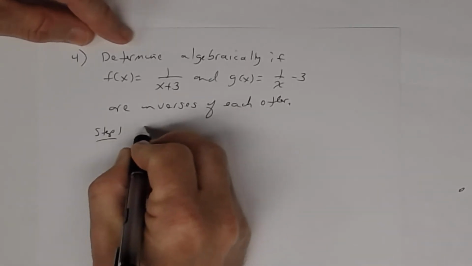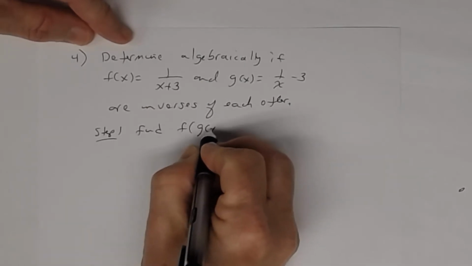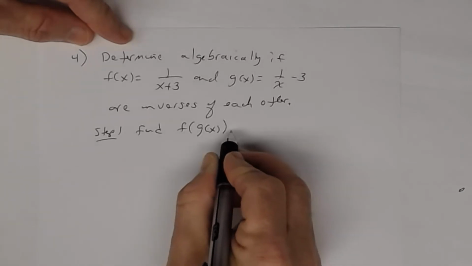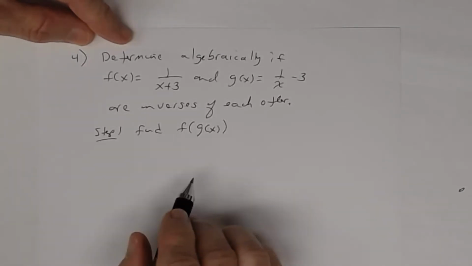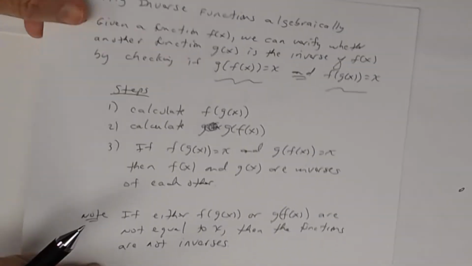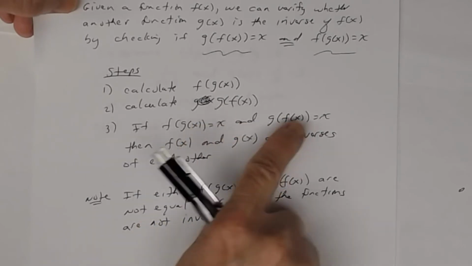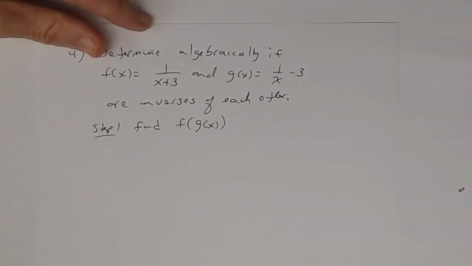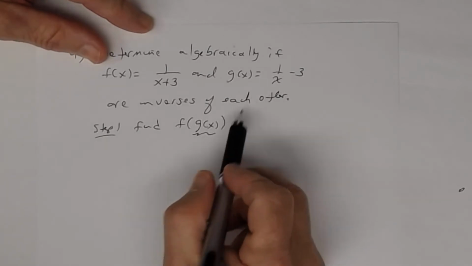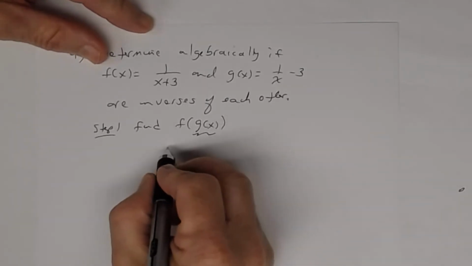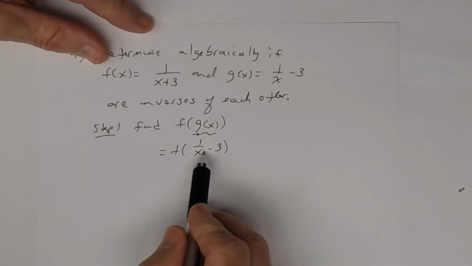So step 1, you have to find if f of g of x will equal x. You want to see if that's going to equal x. So let's find f of g of x. Remember, you have to check to make sure that this is equal to x and this is equal to x. In place of g of x, which is this, I'm going to substitute this right here. So this becomes f of 1 over x minus 3.